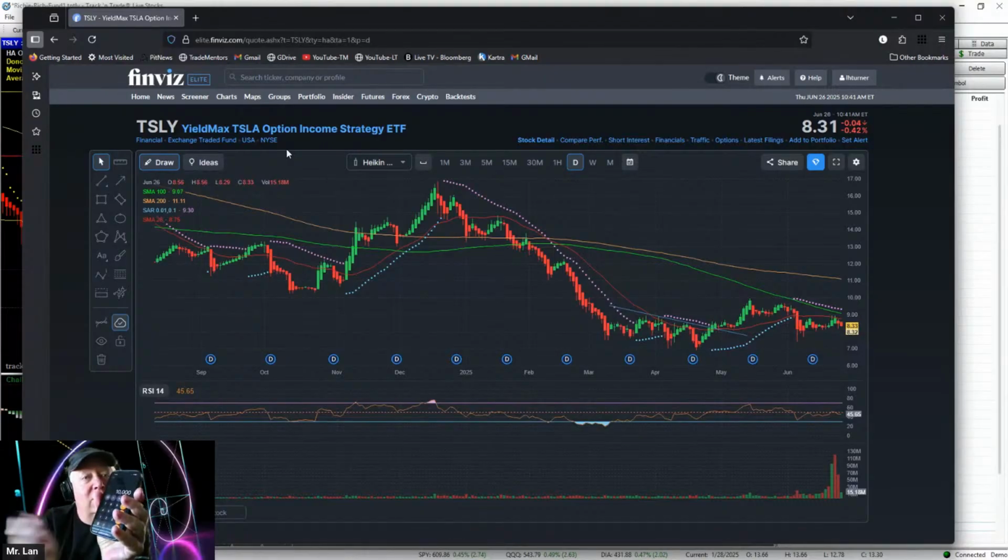Now, there's a lot of these. There's more than just Tesla. There's a bunch of them, and I'll show you what some more are. But this is just Tesla. So we're going to take our $10,000 and divide it by the share price. The share price right now is 8.32, so we're going to divide by 8.32.